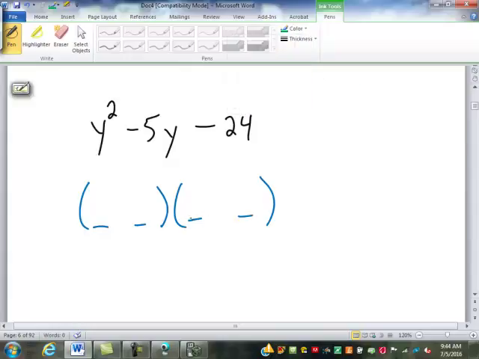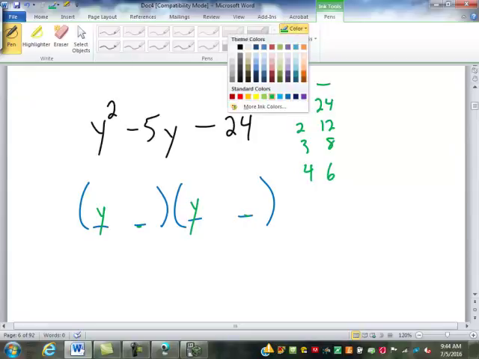What's the first digit of each going to be? Y and Y. Y times Y makes Y squared. Now these last digits have to multiply to make negative 24, which means one's going to be positive and one's going to be negative. So now I've got 1 times 24, 2 times 12, 3 times 8, or 4 times 6. Which one do I want to try?